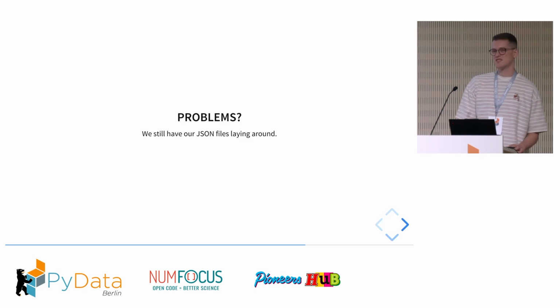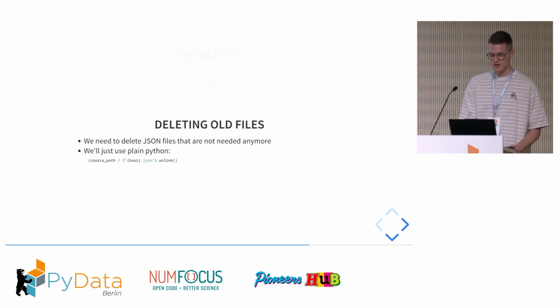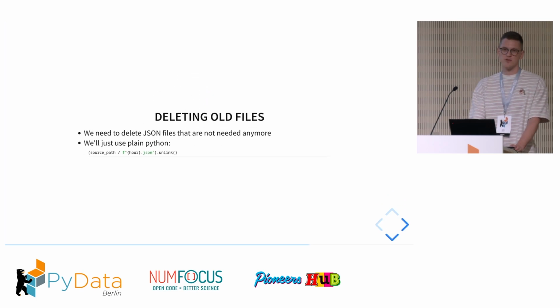The problem is we still have our JSON files lying around. They're still not deleted. So kind of a bummer here. But deleting old files is where Python comes in. We just call unlink on the path to the file, and it's gone. It's very simple. We wrap all of this in a try except because we want to deal with the errors that we possibly get with file operations. But yeah, quite easy.